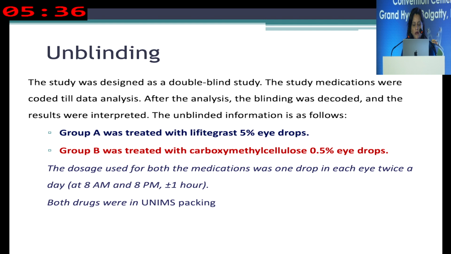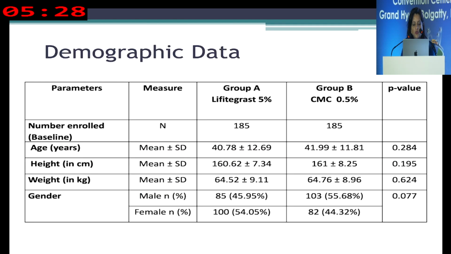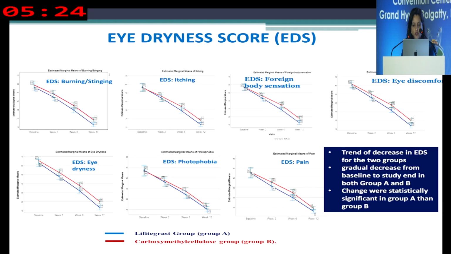And group A, after unblinding, was actually the liftigrast 5% eye drops, and group B was the CMC 0.5% eye drops. In terms of age, height, weight, and gender, both groups were well matched with no difference between the two. We compared the eye dryness score, and the trend of decrease in the eye dryness scores was seen in both groups.